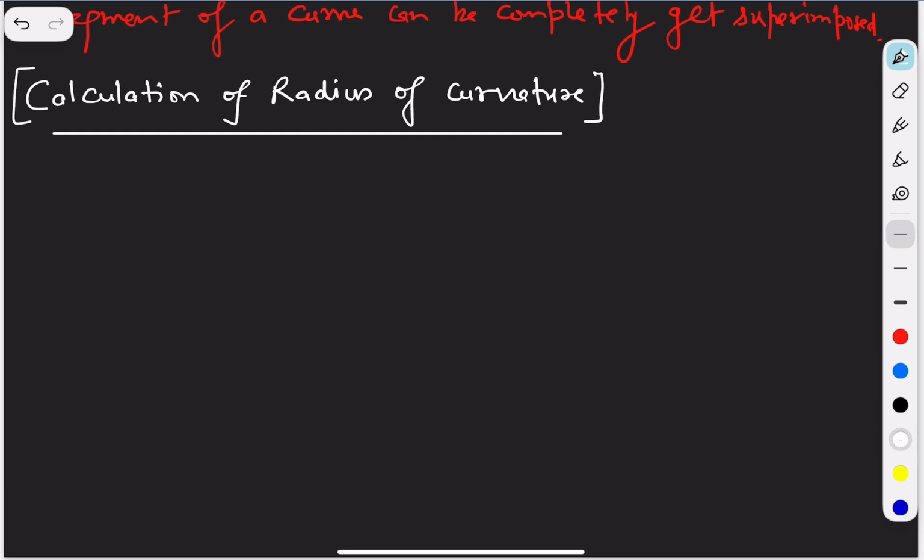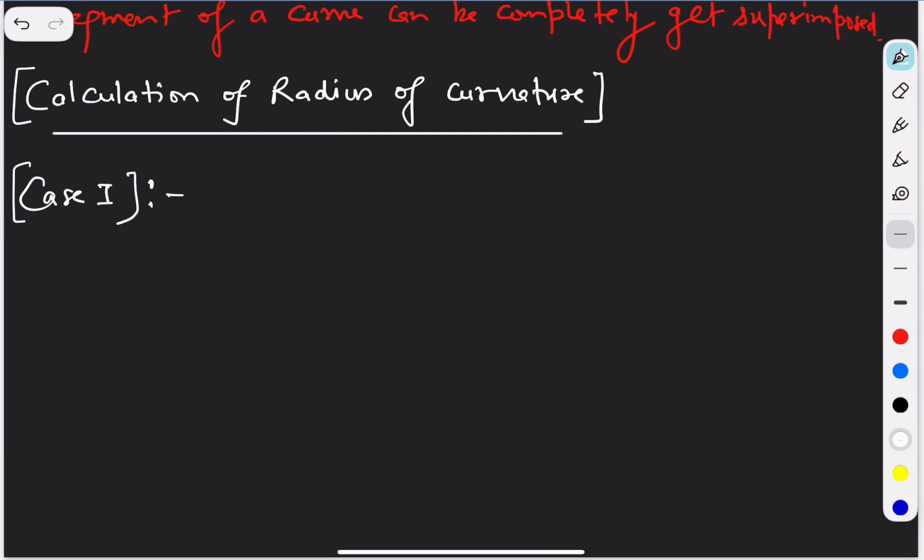The case one is when in the problem the equation of the curve, the equation of the locus, is given to you, and then they ask you whether you can calculate the radius of curvature for a general coordinate, or for a specific coordinate. This is the question.